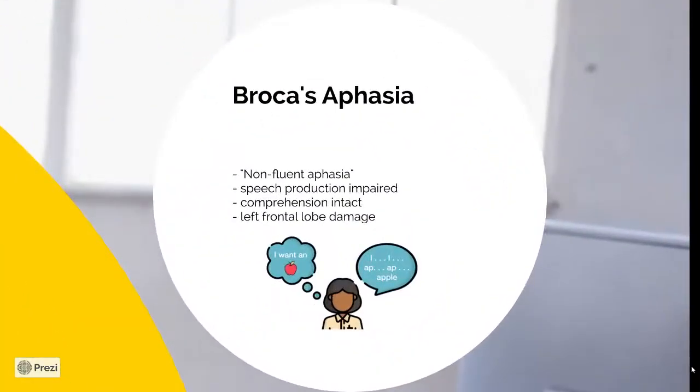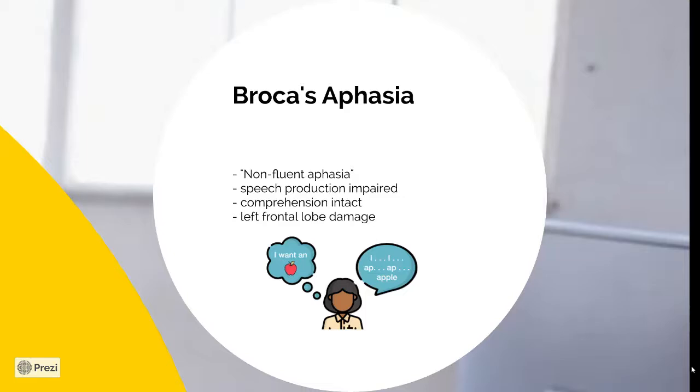Broca's aphasia is non-fluent aphasia. In non-fluent aphasia, speech production is impaired, meaning that speech production is often slow or choppy. However, the comprehension is intact. Damage to the left frontal lobe can cause Broca's aphasia.